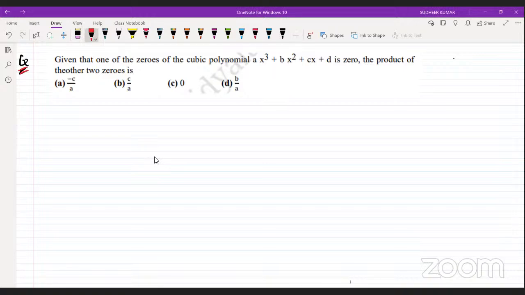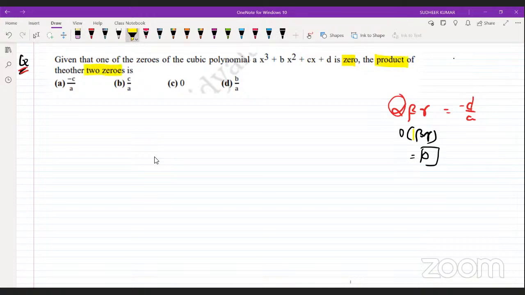So usually what we'll do is, it is easy for us: alpha beta gamma equal to minus d by a, the product of the zeros. So when one of the zeros, alpha, is 0, usually we'll think that if we substitute 0, we get 0 into beta into gamma, which is 0 only.